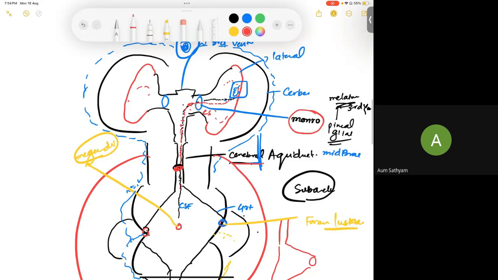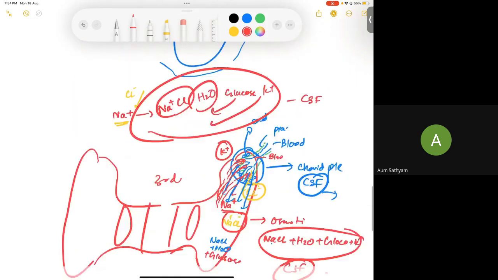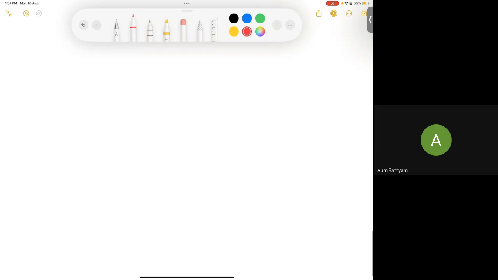As the CSF circulates all around the brain, in the end, the CSF is going to be drained as well. So how does the drainage of CSF occur? Do you guys have any idea? It drains at the arachnoid villi level. Okay, the arachnoid villi. So the arachnoid villi are going to drain the CSF where?